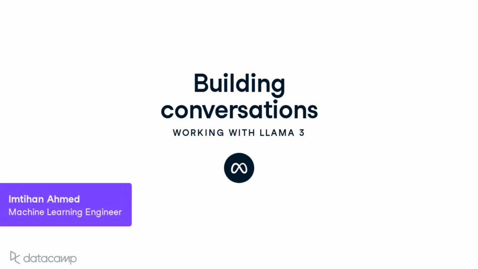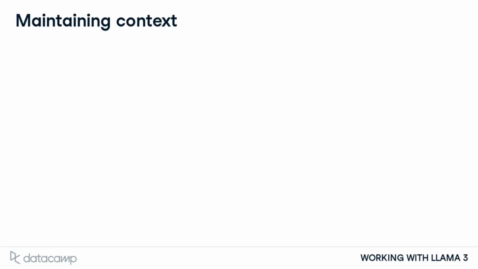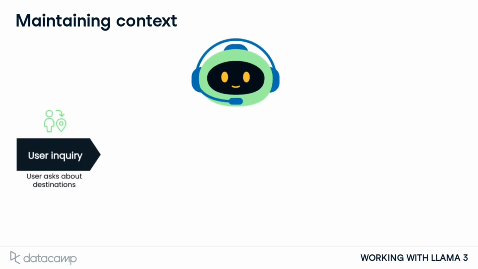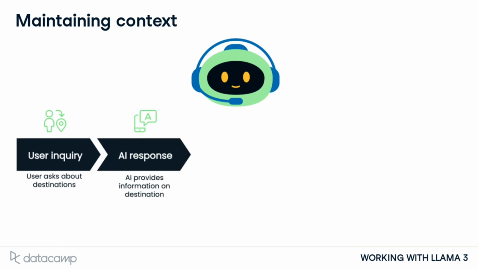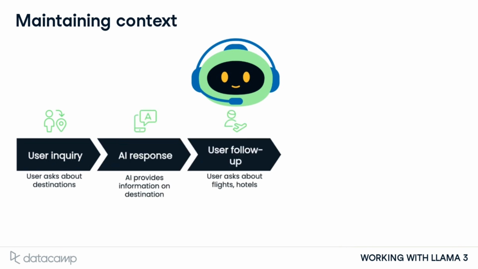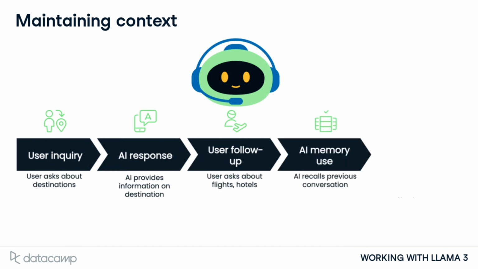So far, we've explored how to generate single responses. We'll now look at how to create a model that remembers previous interactions and maintains context. Imagine an AI assistant developed for a travel booking company that helps customers plan vacations. A user could start by asking about popular destinations in France, then follow up with questions about more destinations, flights, hotels, and local attractions. Instead of treating each query as a separate request, the model should remember what was previously discussed and use that information in its responses.